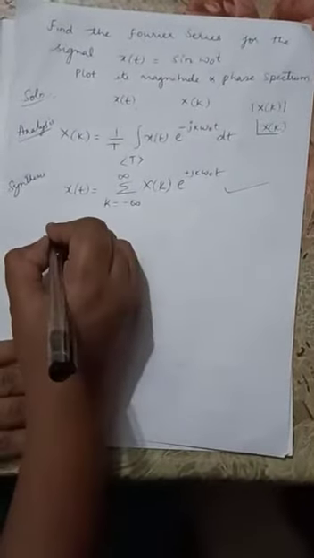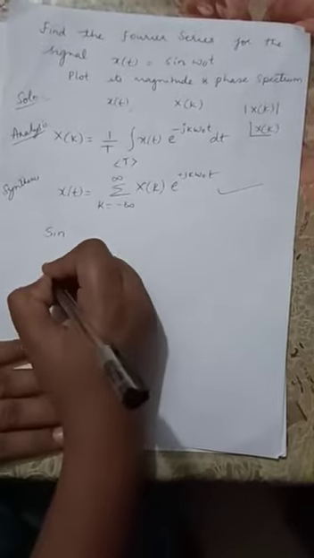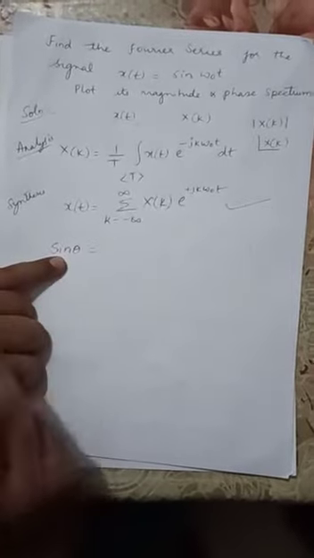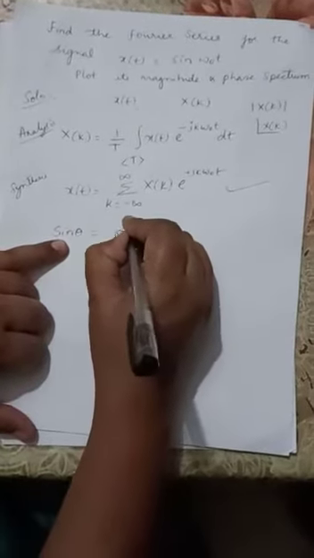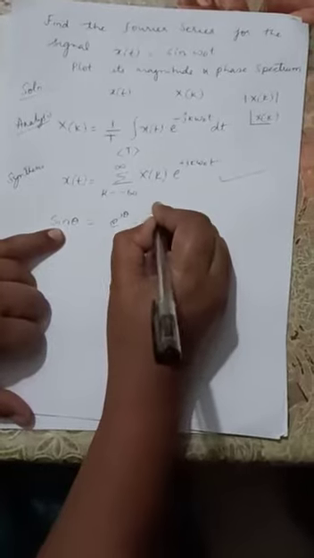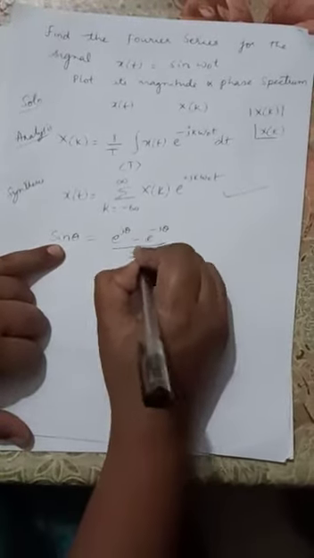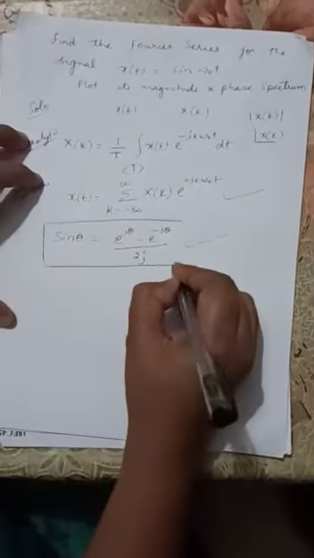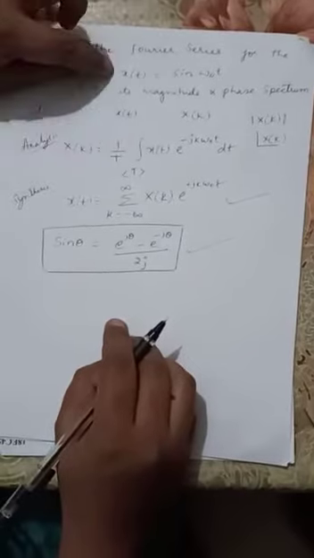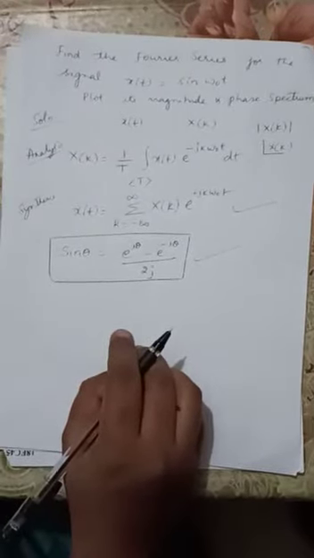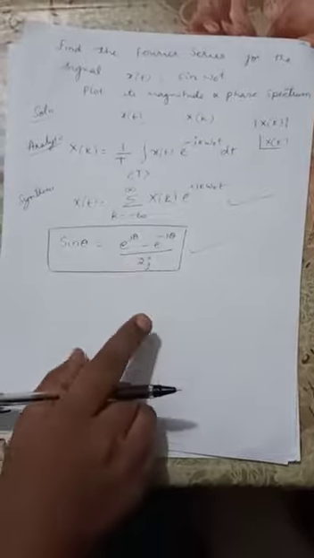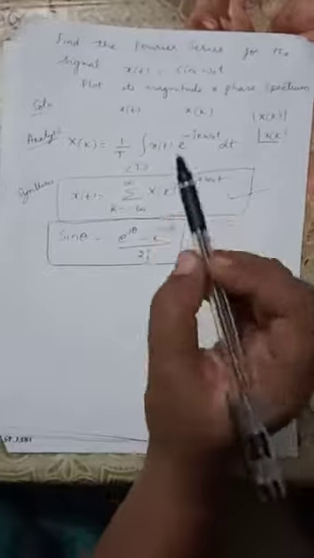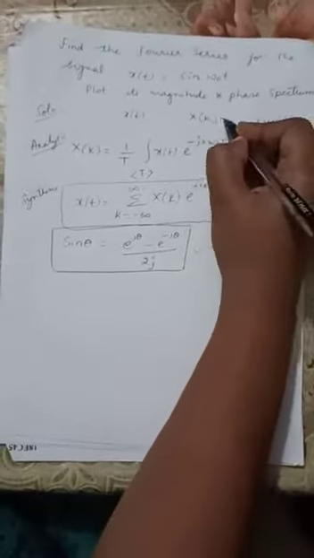The reason is simple. Since the given signal is sine, you have to use the basic formula for sine, because sine can be expressed as exponential: e to the power of j theta minus e to the power of minus j theta divided by 2j. You can expand the given x of t, sine omega naught t, in terms of this, and directly compare with the synthesis equation and find the Fourier series coefficients, that is x of k.